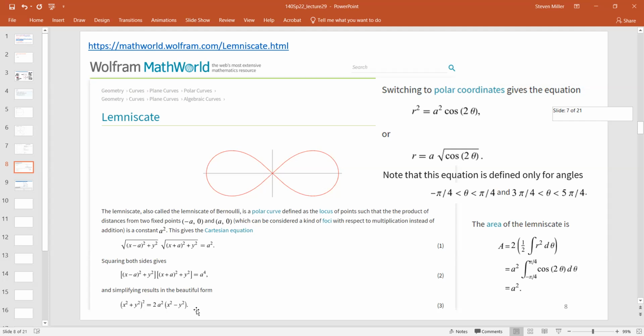So I could try to integrate this in polar. Now, what would be the units for the radius? Meters. So dr would be meters. What about the angle? What are the units for the angle? Radians. Radians is unitless. So what would d theta be? Unitless.